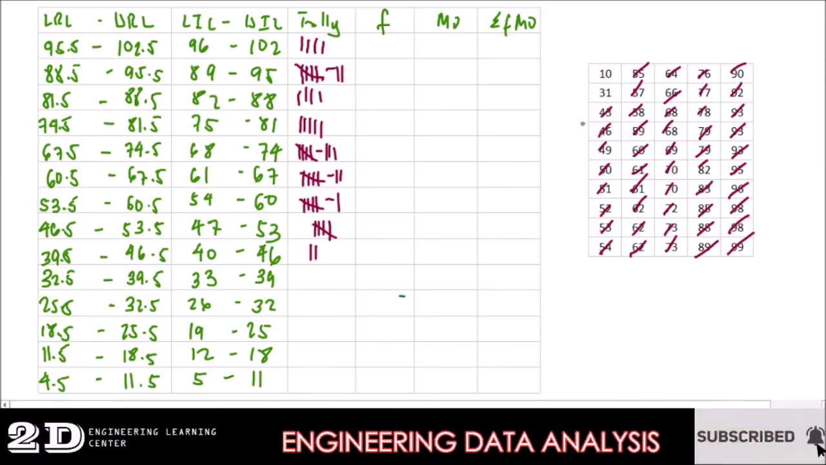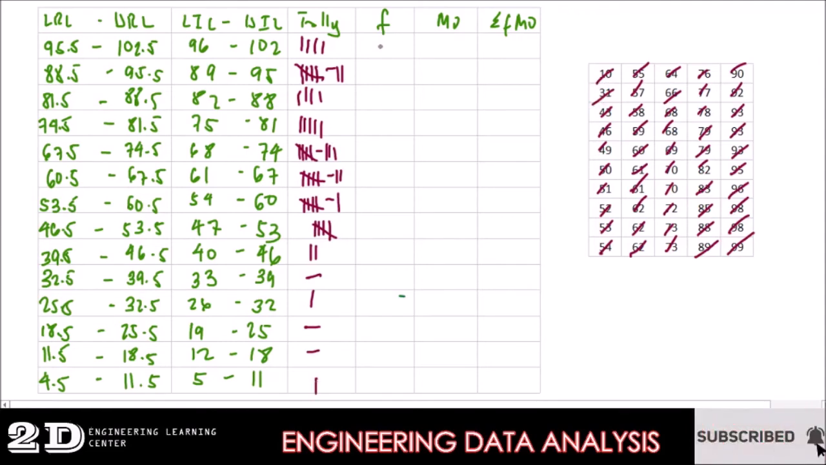33 to 39, so that will be 1, 2. 26 to 32, this will be again, so this is 1. 19 to 25, 0. We have 12 to 18, 0. And our 5 to 11, 1. So this 10 here, 1.